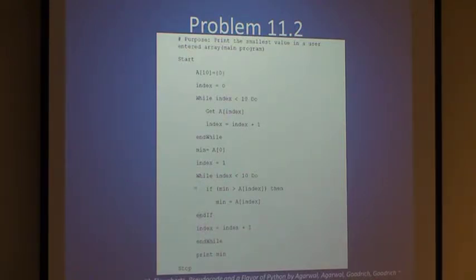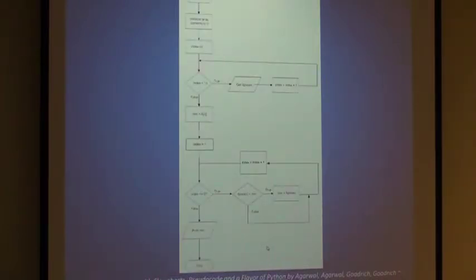Anyway, the end while shows you where the while loop ends. So index gets index plus 1, that means you're going through the rest, 9 of them. And then finally you print min. Now this takes a little bit of effort to understand, but let me get to the trace in a minute.